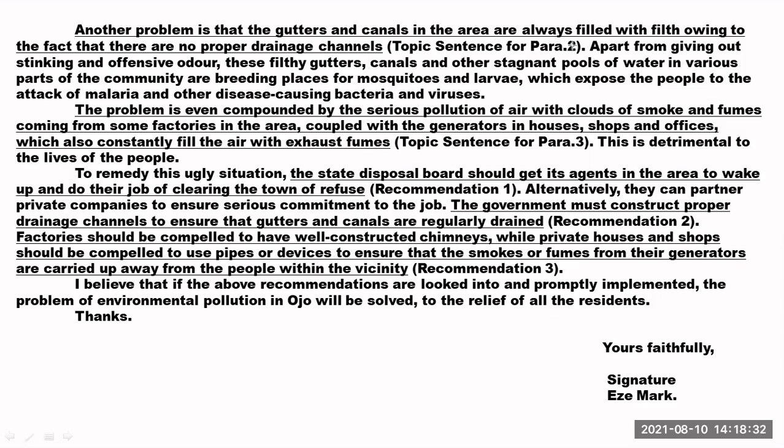of course you can see that this is topic sentence for paragraph 3, not paragraph 2. All right, so I want you to take note of that. This is actually a typo here. This is paragraph 3. Then we discuss other things to develop or drive home the point. Apart from giving out stinking and offensive odor, these filthy gutters, canals, and other stagnant pools of water in various parts of the community are breeding places for mosquitoes and larvae, which expose the people to the attack of malaria and other disease-causing bacteria and viruses.